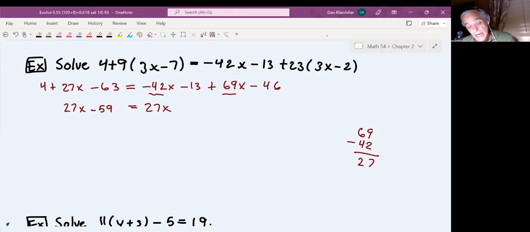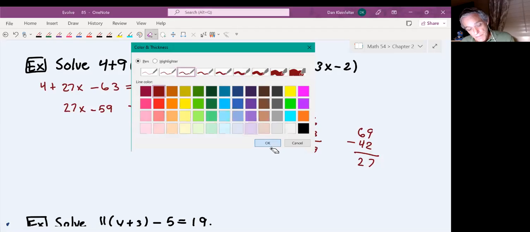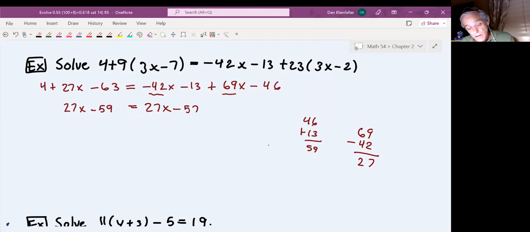That looks familiar. And then negative 13 minus 46 is going to be negative 59, right? 46 plus 13 is 59. So on the right side, we ended up with 27x minus 59. So the left side and right side are equal to each other. They look the same as well as being equal.